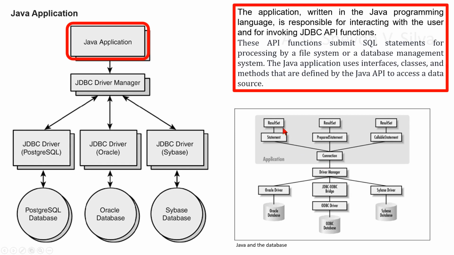The interface ResultSet: a table of data representing a database result set, which is usually generated by executing a statement that queries the database.